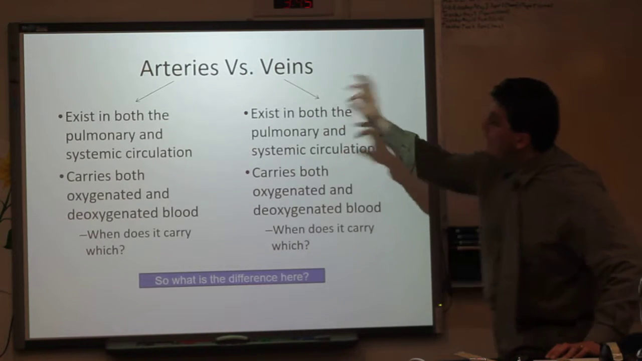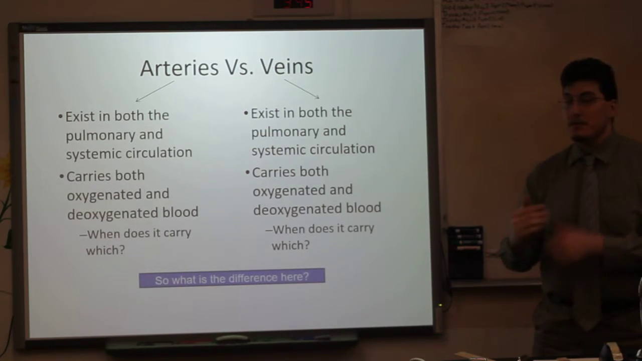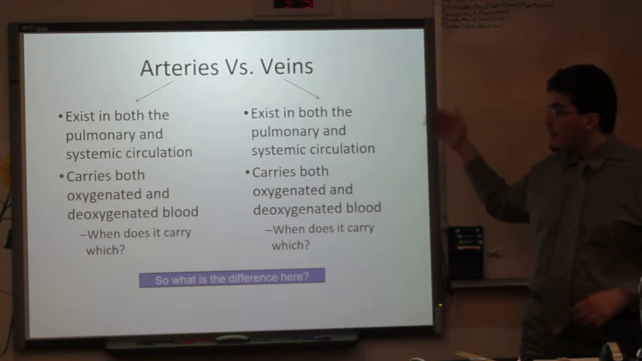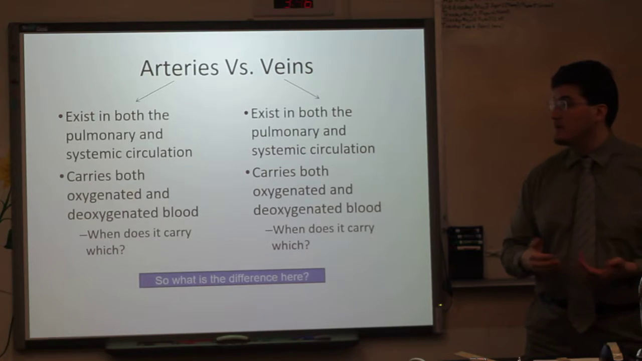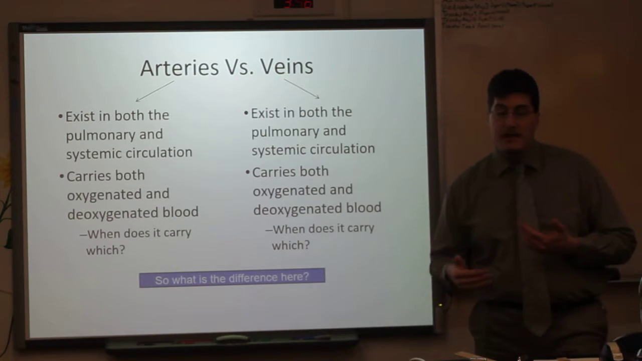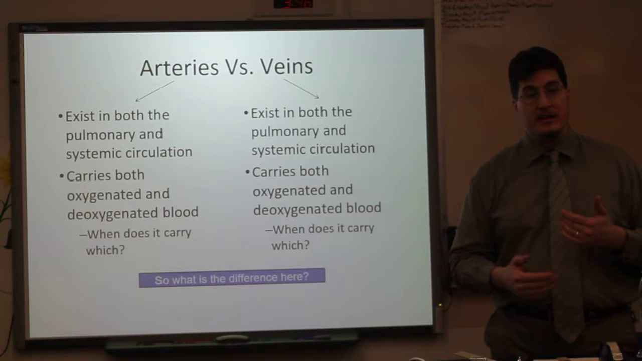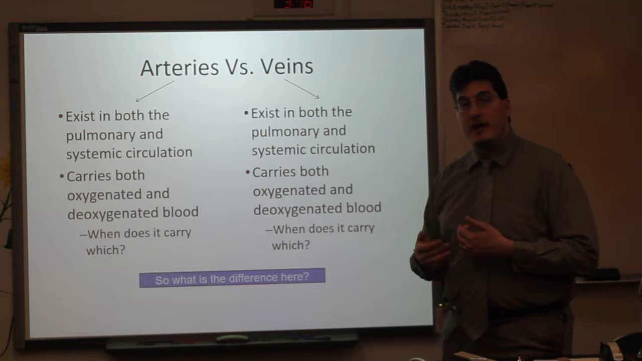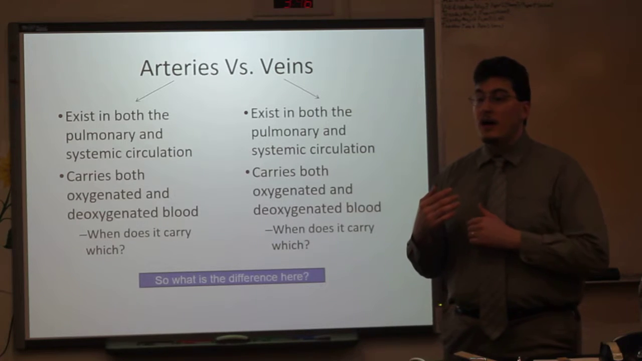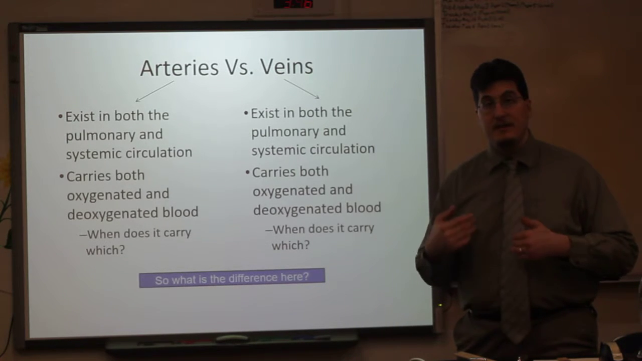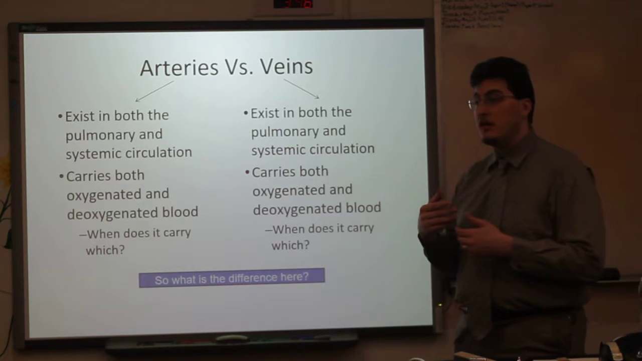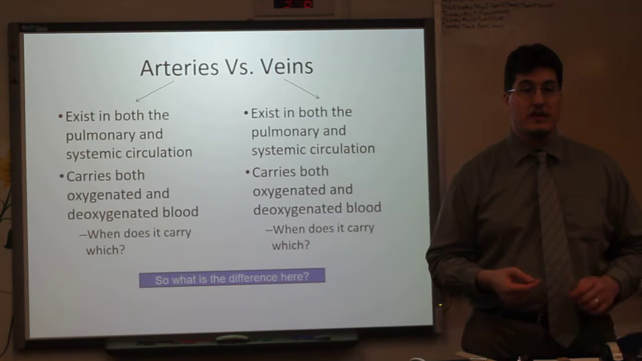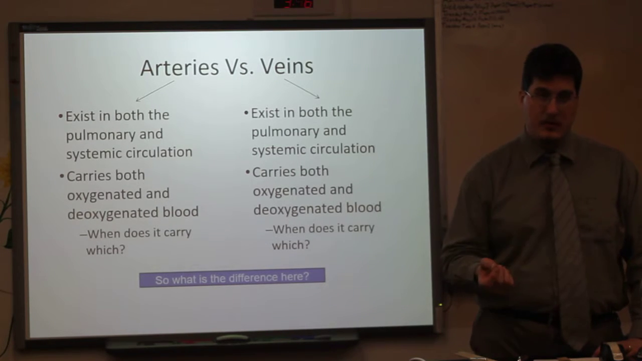All right. So arteries and veins both exist in the pulmonary and systemic circulations. They will both carry oxygenated and deoxygenated blood. But the question becomes, when is each one going to carry each kind of blood? The arteries are going to carry oxygenated blood in the systemic circulation, and the deoxygenated blood in the pulmonic circulation. And veins are going to carry oxygenated blood in the pulmonic circulation, and deoxygenated blood in the systemic circulation.